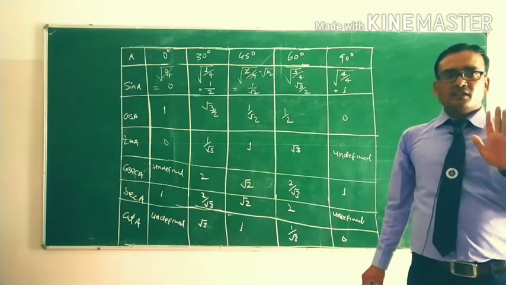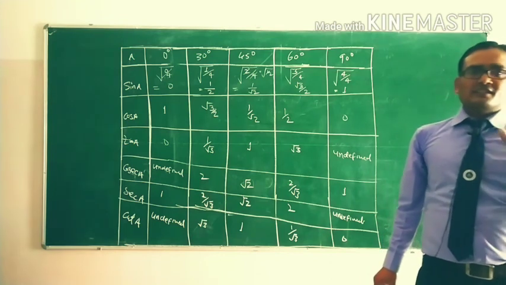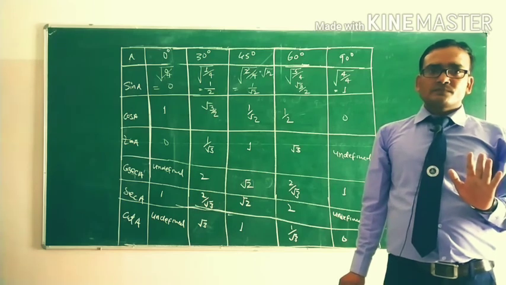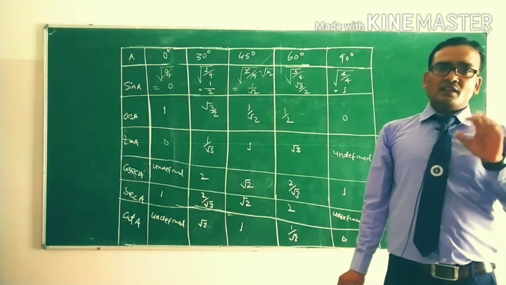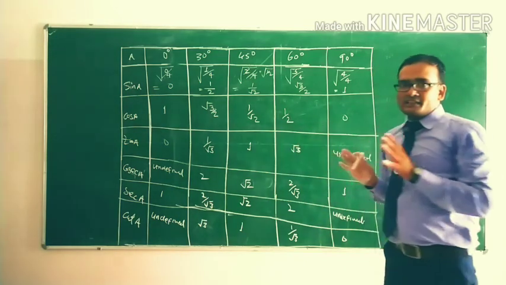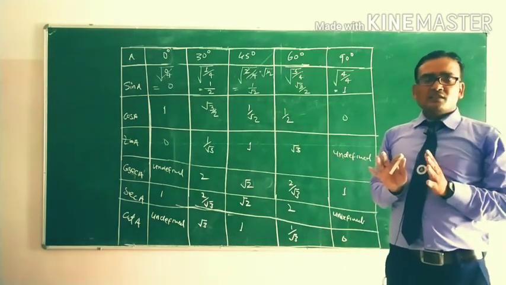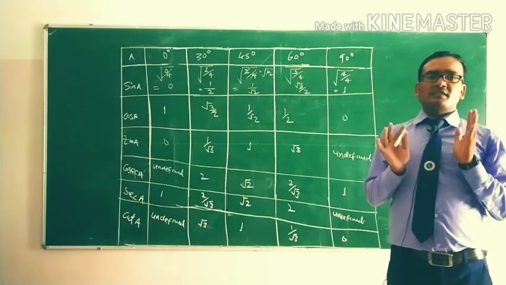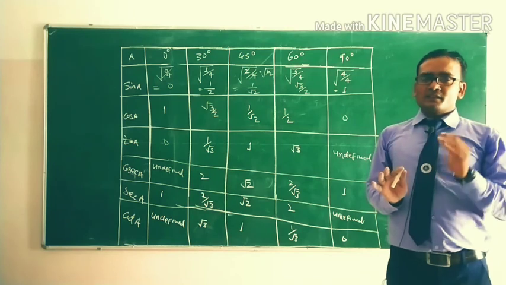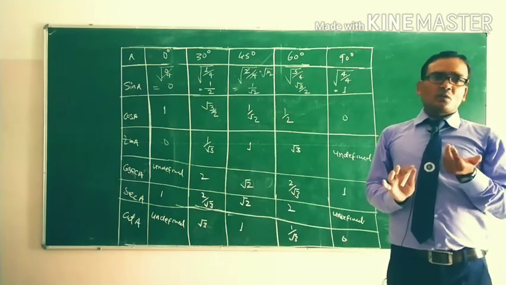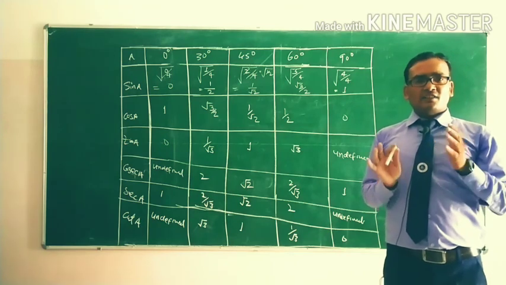Okay students, in the next lecture we will discuss questions related to sin 0 degree, sin 30 degree, sin 45 degree, sin 60 degree, sin 90 degree, and similarly for cos A, tan A, cosec A, sec A and cot A.